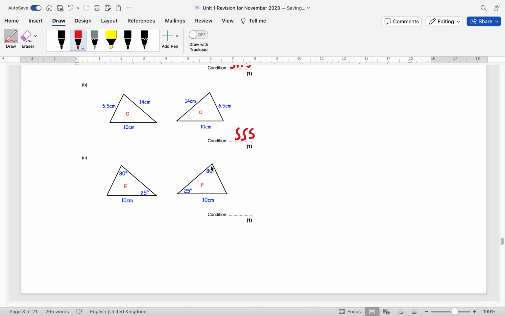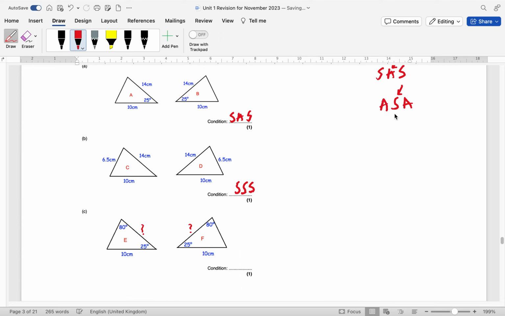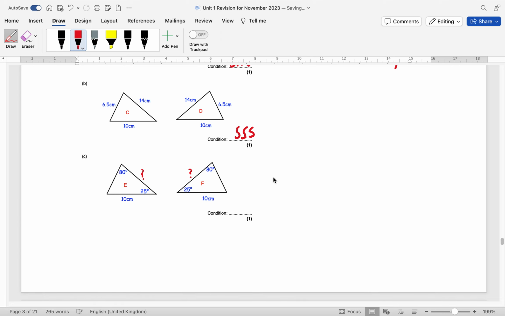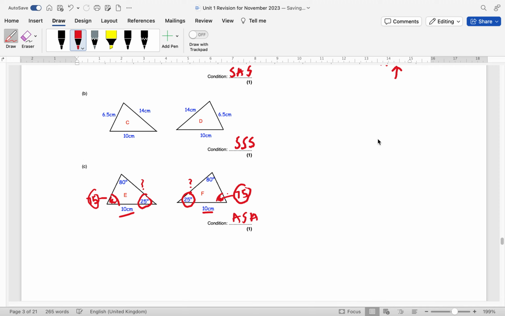The angles are the same two angles on here, but I don't know that those sides are equal, so I can't write ASA because the side that I know isn't between the angles. But if you know two angles, you can actually work out the third. So the third angle here is 75, and the third angle here is 75. So actually I have got angle, side, angle, angle, side, angle. So it's A, S, A. So you're looking to write one of those.